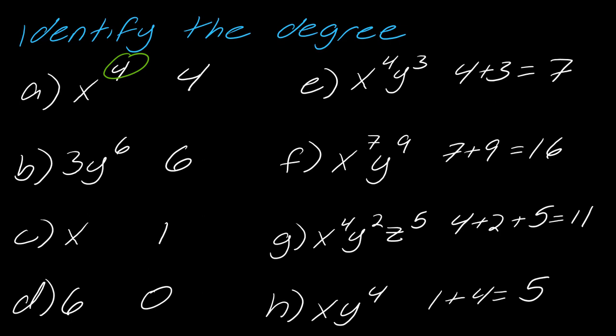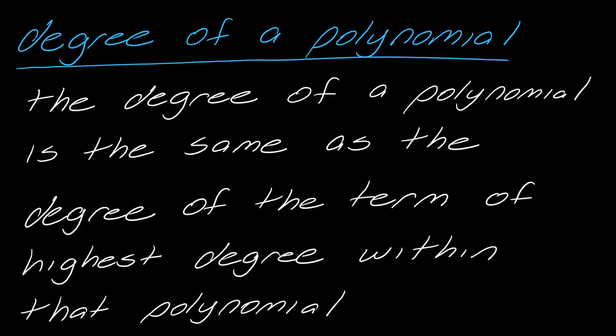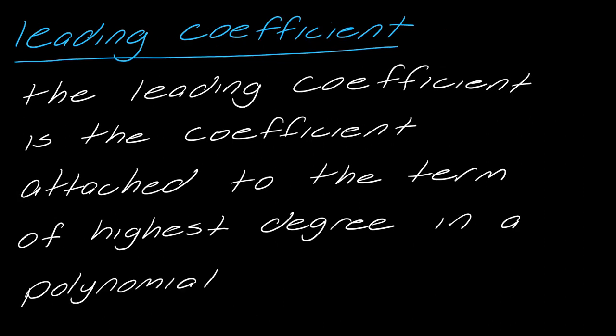Now, there's a similar vocabulary word related to this. We have the degree of a term versus the degree of a polynomial. And the degree of a polynomial is the same as the degree of the term of highest degree within that polynomial. So I will show you some examples of what I mean in a second. The other thing I want to tell you about is what's known as the leading coefficient. The leading coefficient is the coefficient attached to the term of highest degree in a polynomial. So we'll take a look at that in a moment.